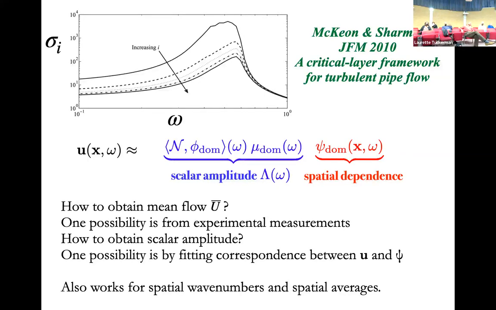And how do you find your mean? Well, you put in an experimental probe. You have much more chance of finding a mean than finding the whole spectrum for all omegas.